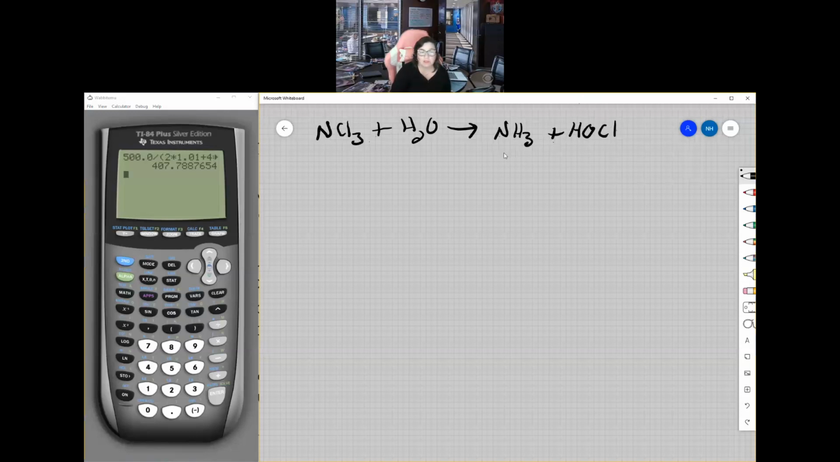And yes, you could probably look that up. It's usually how we do it. So I know I have one nitrogen here, one nitrogen here, 3 chlorines here. That means I need 3 over here. So that gives me 3 hydrogens, 6 hydrogens total. So I'll multiply this by 3. So 6 hydrogens on the reactant side, 6 total hydrogens on the product side, 3 oxygens on the reactant side, 3 oxygens on the product side. Okay, so that's my balanced equation.